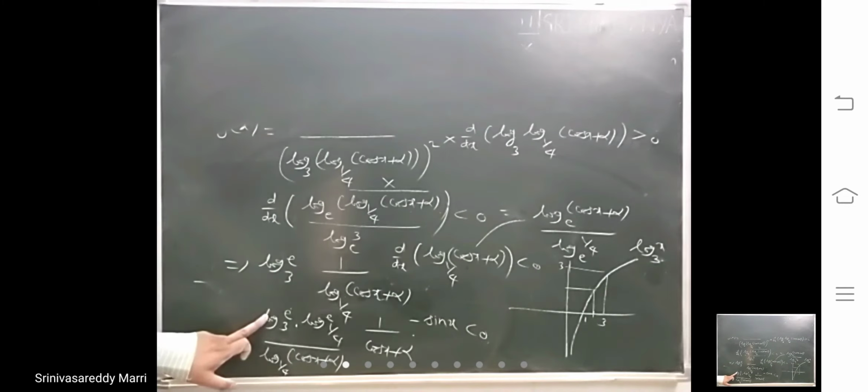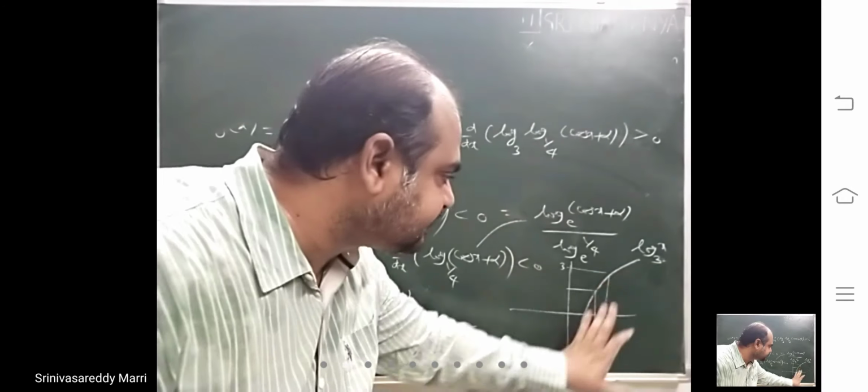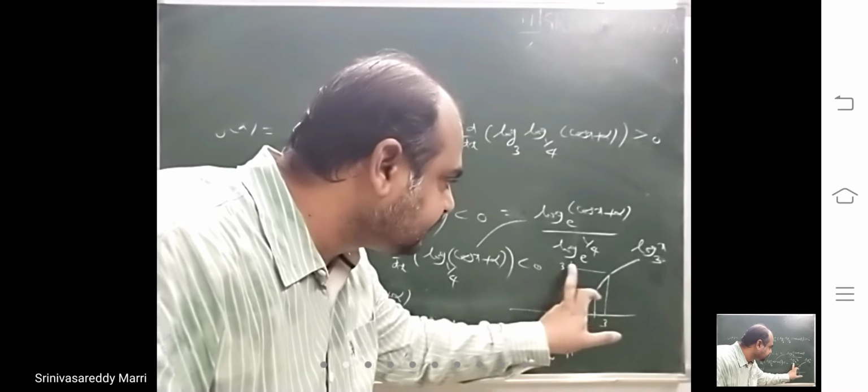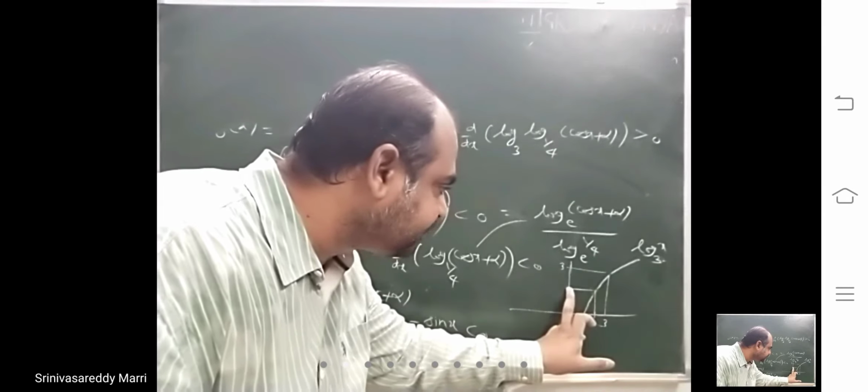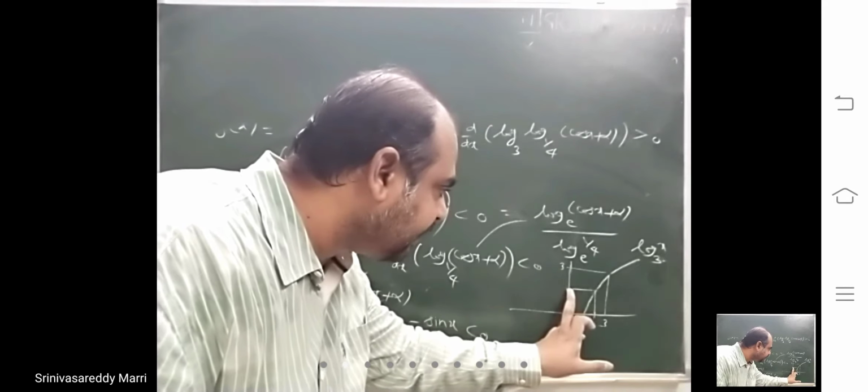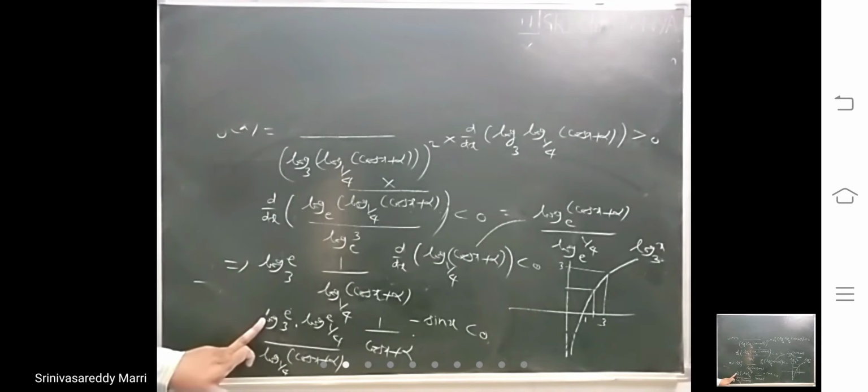That means this value will be positive. Look at the log x to the base 3 graph: at 3 it will be 1. At 2.72 it will be less than 1 but positive only. So this is a positive quantity.